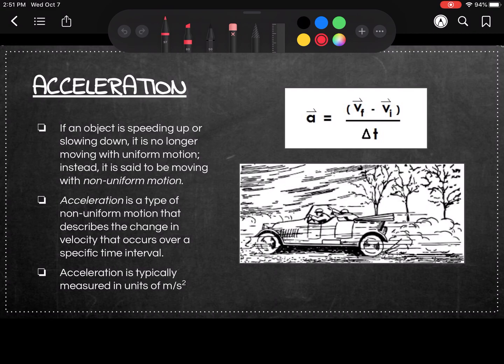What's really important is that this is always measured in meters per second squared, okay? Your velocity is measured in meters per second, and then your time would be measured in seconds, okay?